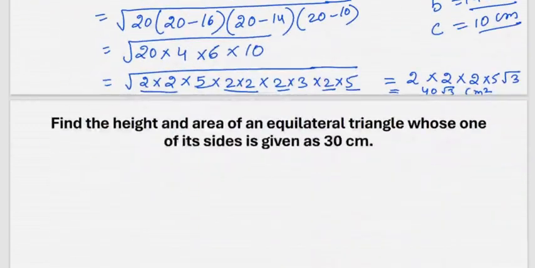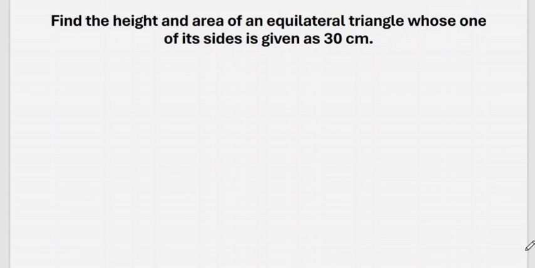Next question. Find the height and area of an equilateral triangle whose one of its side is given as 30 centimeter. Okay. So we know how to find the area of an equilateral triangle.